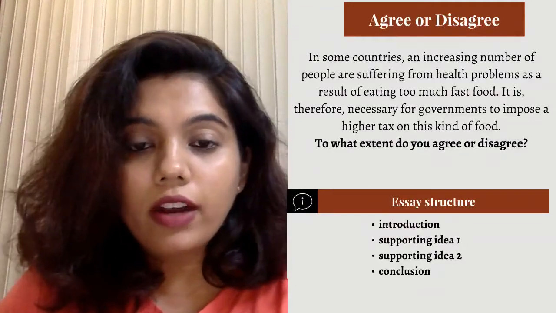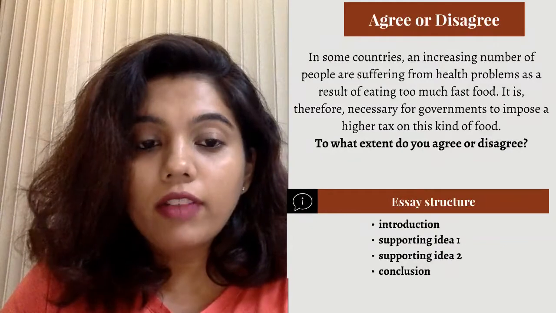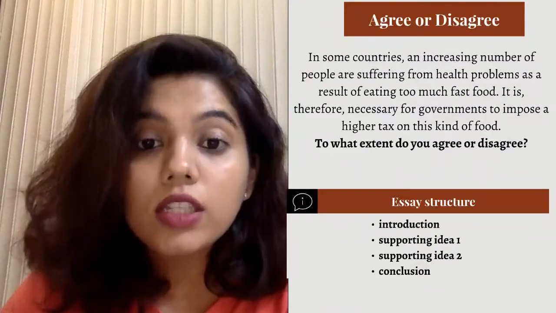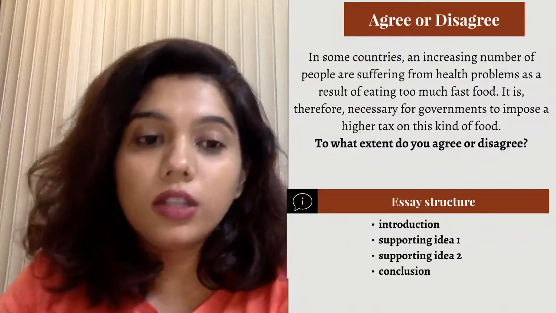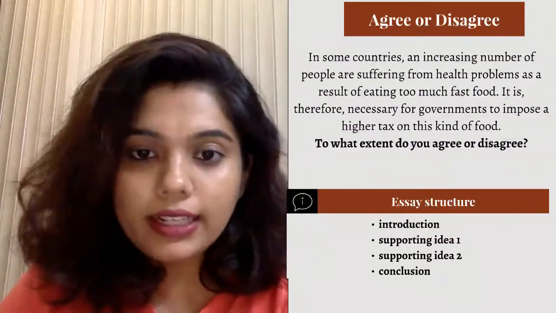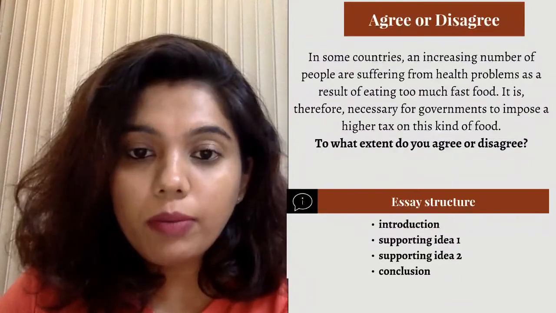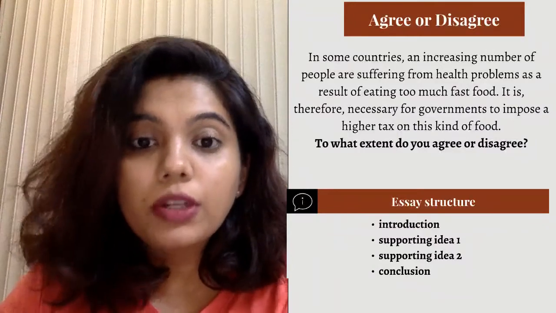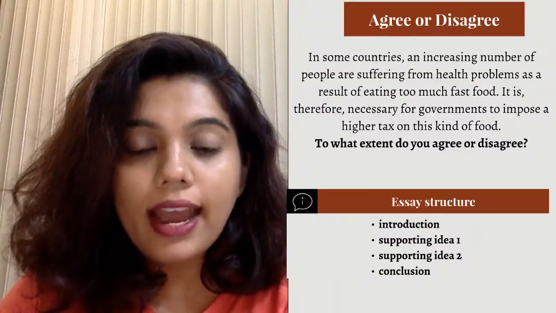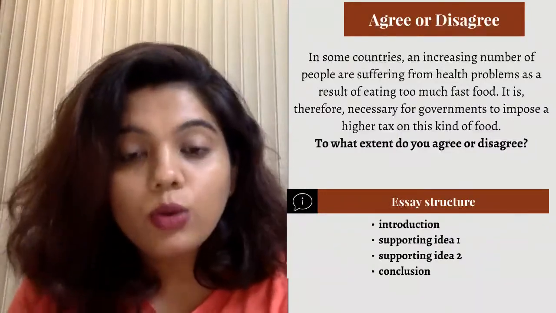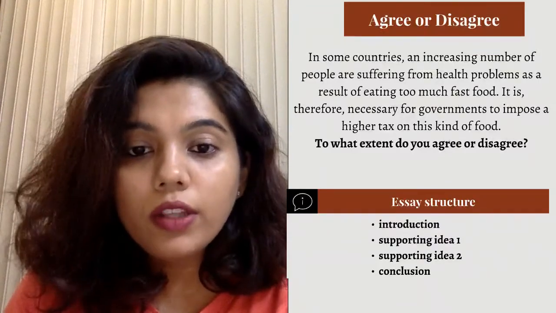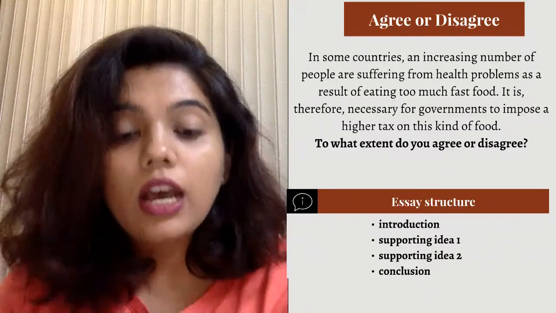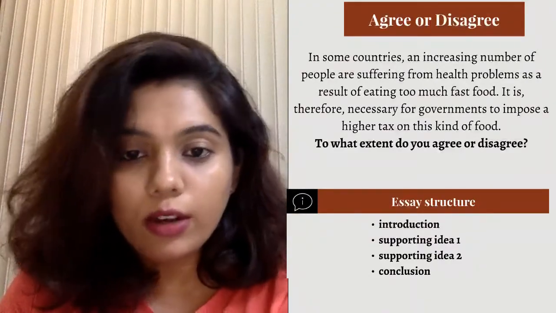Then, in the first paragraph, which is known as our body paragraph, if you have decided to agree, then you give the first supporting idea as to why you agree with it, followed by an example. Then, in the second body paragraph, you put in your second supporting idea, and if possible, give an example to support this idea as well. In the end, you offer a conclusion, which will basically be a summary of what you have written along with your opinion at the end of it.